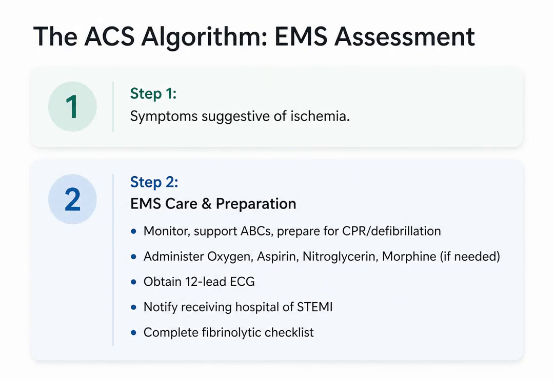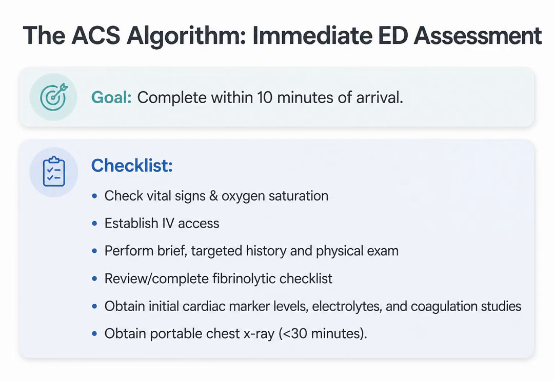Now let's walk through the ACS algorithm, starting in the out-of-hospital environment. When EMS encounters a patient with symptoms suggestive of ischemia, they immediately support the ABCs and prepare for potential CPR or defibrillation. They administer oxygen, aspirin, nitroglycerin, and morphine if needed. Crucially, they obtain a 12-lead ECG. If it shows a STEMI, EMS must notify the receiving hospital immediately so the cath lab can be mobilized before the patient even arrives.